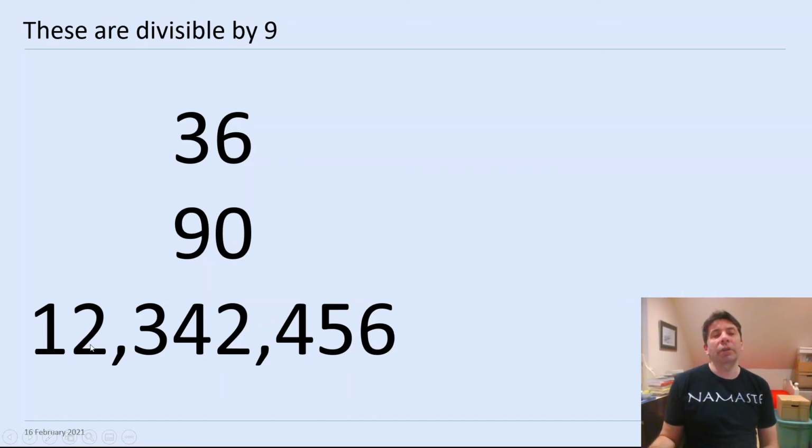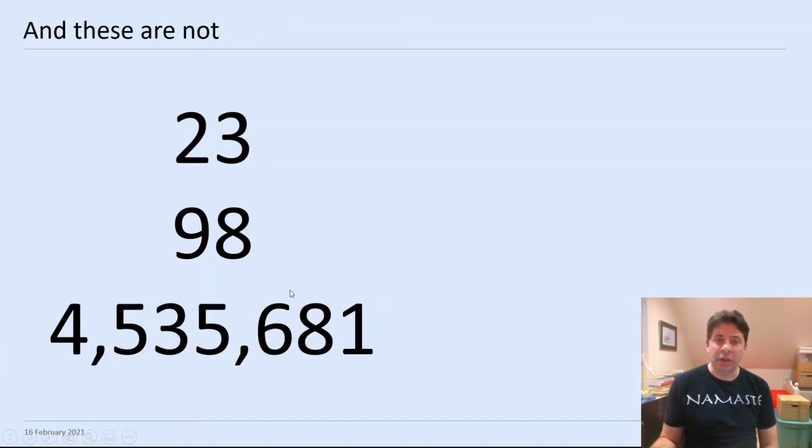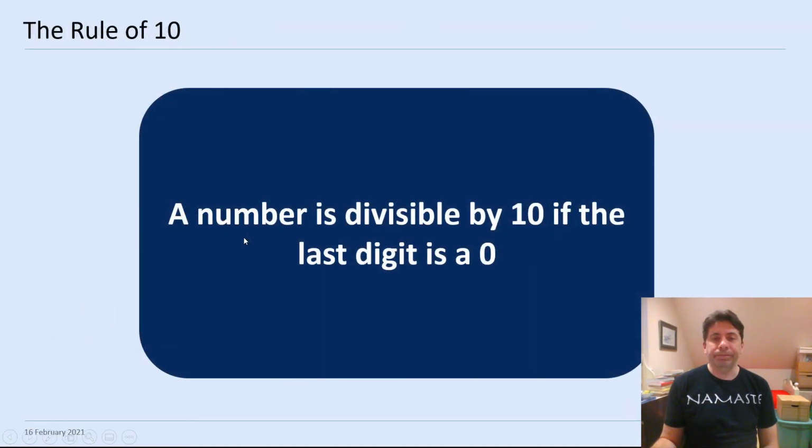And then this one, 1 plus 2 is 3, plus 3 is 6, plus 4 is 10, plus 2 is 12, plus 4 is 16, plus 5 is 21, plus 6 is 27, and then 2 plus 7 is 9. So 9 goes into this whole thing. It doesn't go into these ones, doesn't go into 98 because you've got 8 left over.